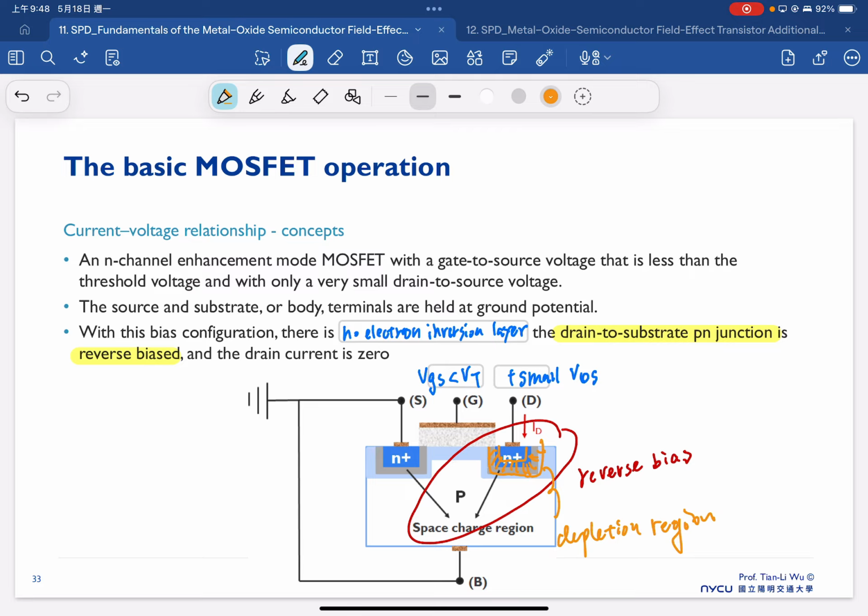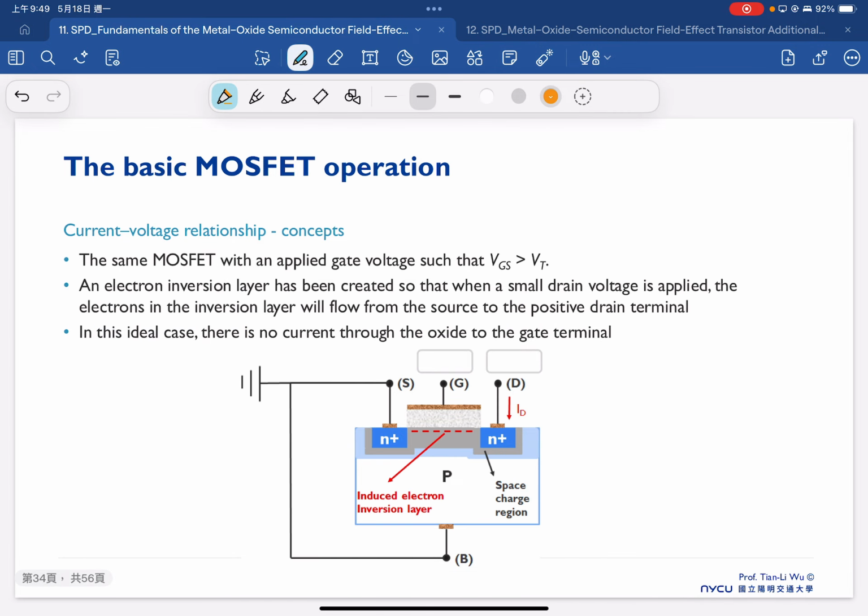This depletion region will in the end play a major role in influencing our IV characteristic in the MOSFET, because we won't only consider small VDS. In the end, we will also increase the VDS to a certain level. So that's the first bias consideration. Now we will think about what happens if we gradually increase the gate bias.